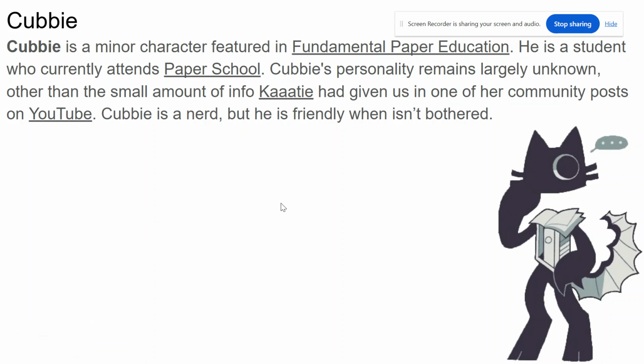QB. QB is a minor character featured in Fundamental Paper Education. He is a student who currently attends paper school. QB's personality remains largely unknown, other than the small amount of info Kaatie has given us in one of her community posts on YouTube. QB is a nerd, but he is friendly when he isn't bothered.